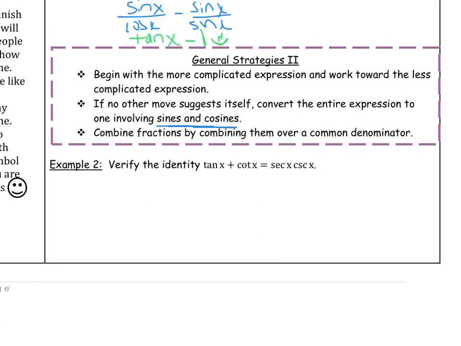All right, I'm going to start on the left side because that's the addition one, which is a little more complicated than multiplying. So I'm going to write down the tangent of x plus the cotangent of x. Remember, you start by writing down which side you're going to use. Then I'm going to rewrite my tangent in terms of sine and cosine. So I'll have sine of x divided by the cosine of x, plus cotangent, which is cosine of x divided by the sine of x.